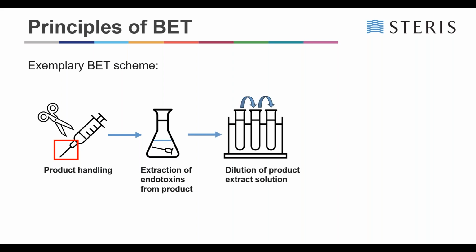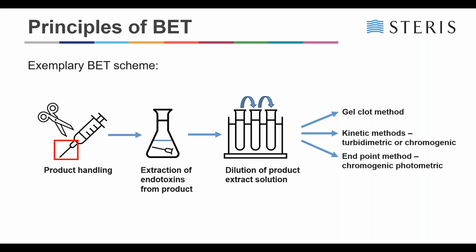The third step here is the addition of lysate, which dilutes the product a bit further with the test extract. And then we'll follow up that with one of the three methods to approach testing. The first one being a gel clot method. The second being kinetic methods. These would either be turbidimetric or chromogenic. The third approach could be an endpoint method, and this would be a chromogenic photometric method.